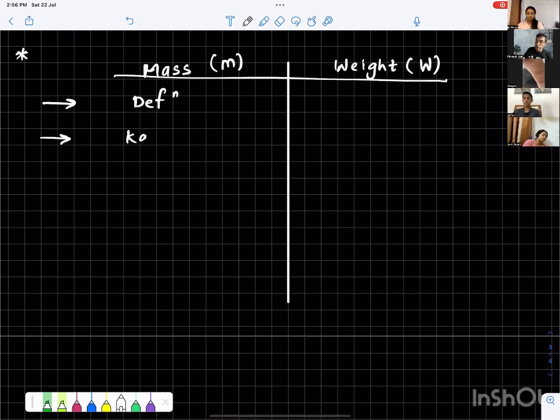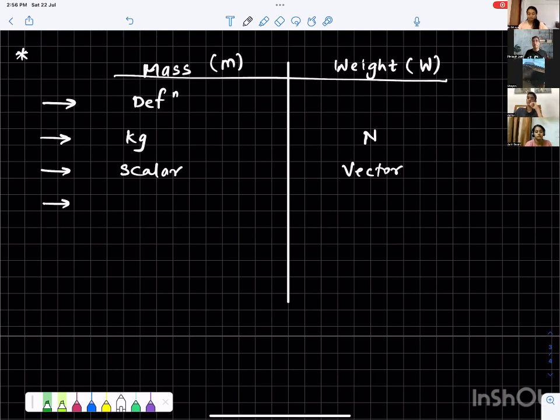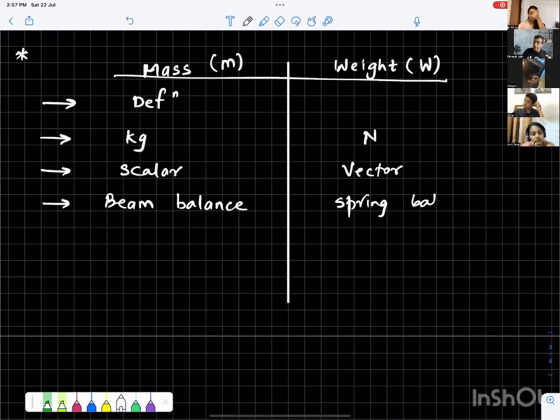Then what is the unit to measure mass? Kg. What is the unit to measure weight? Newton. Then, which is a scalar quantity out of these two? Mass. Correct. Mass is a scalar quantity. Weight is a vector quantity. Next, which instrument is used to measure mass? Beam balance. Beam balance only is for mass, and we use spring balance for finding the weight of a body.